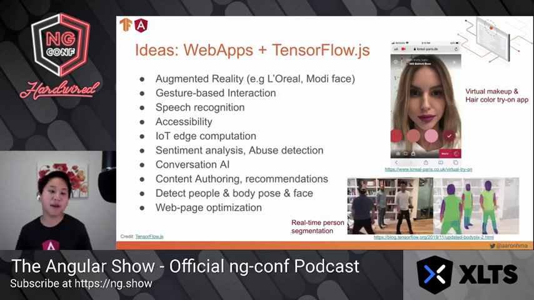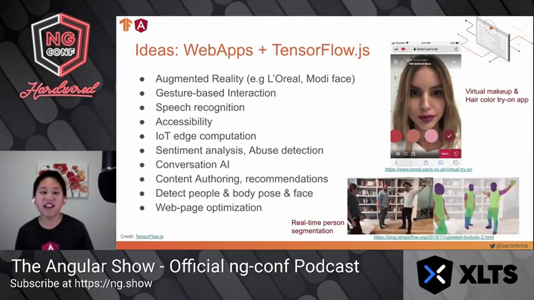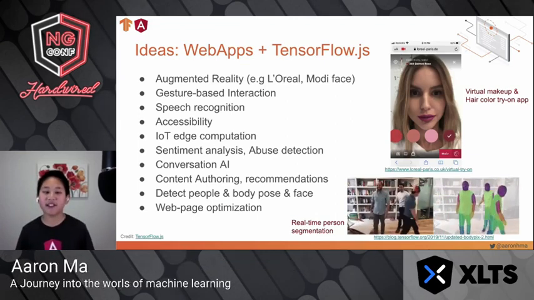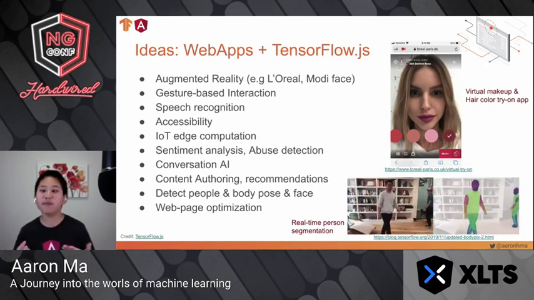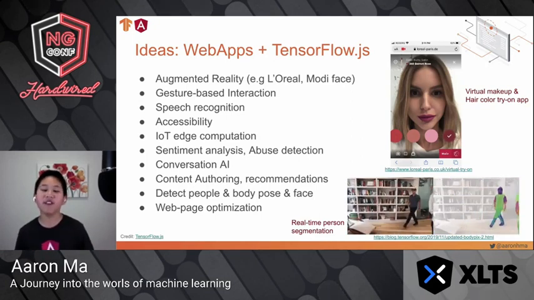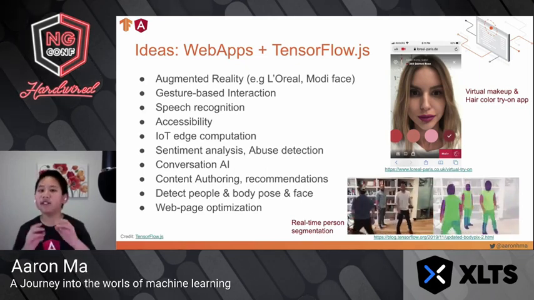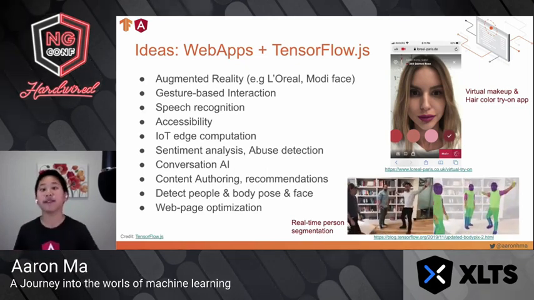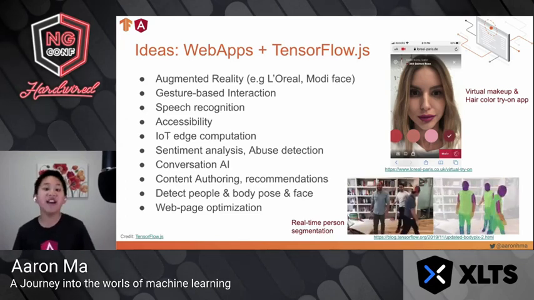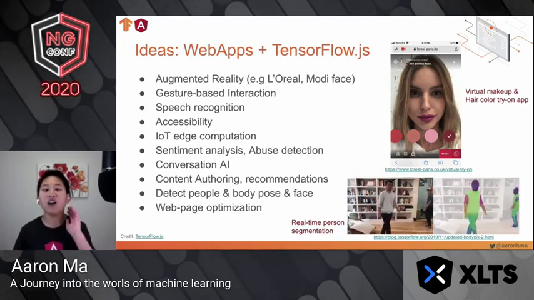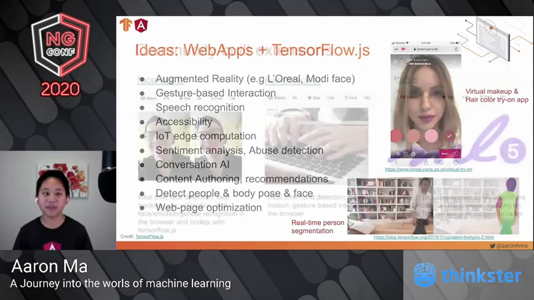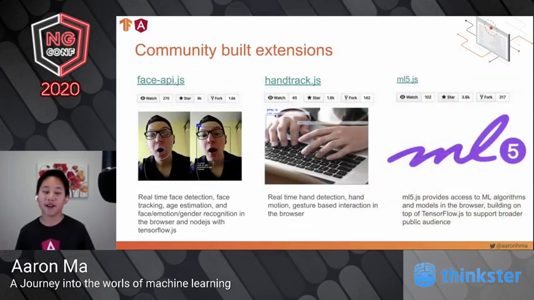So some ideas for web apps along with TensorFlow.js is augmented reality. For example, the L'Oreal company made a virtual makeup and hair color try-on app with TensorFlow.js. And there's also real-time body segmentation. It runs around 25 frames per second on the 2018 15-inch MacBook Pro and 21 frames per second on an Apple iPhone X. So TensorFlow.js is a very vibrant community.